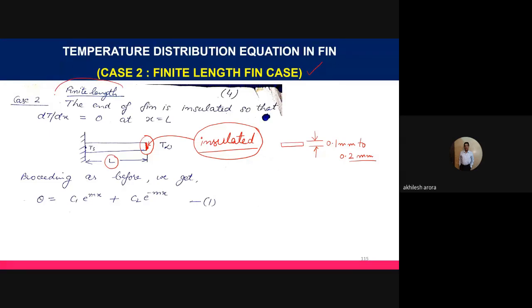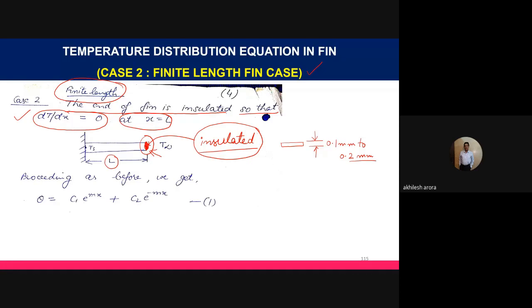So we are considering the finite length. It is case 2. The end of the fin is considered as insulated, so once it is insulated, there won't be any change in the temperature at this position. At the end, there won't be any change in the temperature, and we say that dT by dx will be equal to 0 at x is equal to L. So this is just to start the topic.